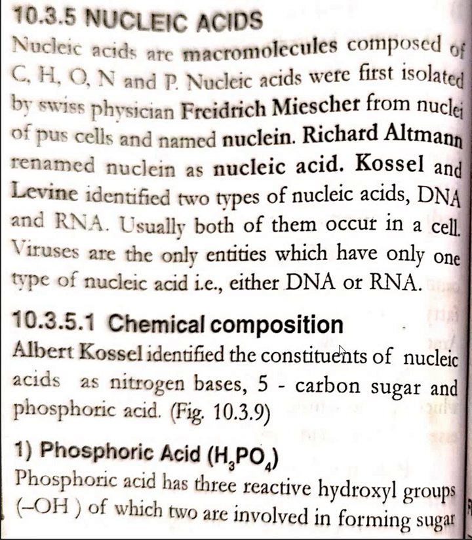Okay. Next, what is the chemical composition of these nucleic acids? Albert Kossel identified the constituents of nucleic acids as a nitrogen base, a 5-carbon sugar, and a phosphoric acid. So, nitrogen base, sugar, phosphoric acid. These three are the ingredients present in nucleic acids, as given by Albert Kossel. First, coming to the phosphoric acid.